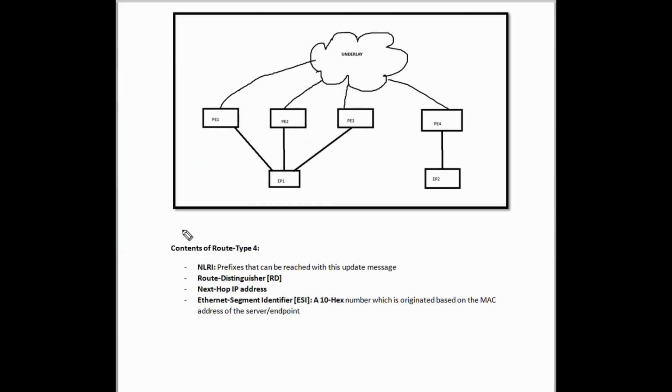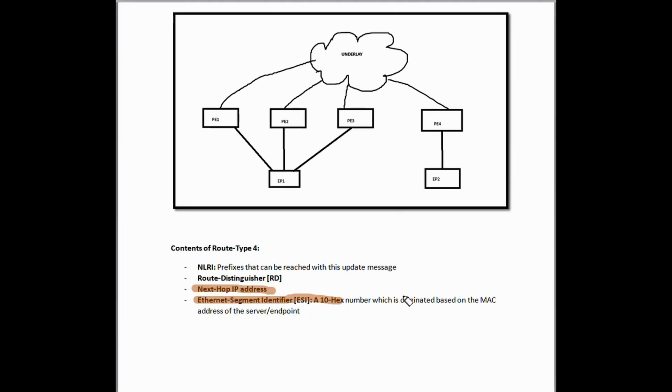And in terms of the contents of route type 4, the most important elements it contains are the Ethernet segment identifier and the next hop IP address. So with these two values, the receiving leaf switches will know which are the other leaf switches that have the same Ethernet segment configured.